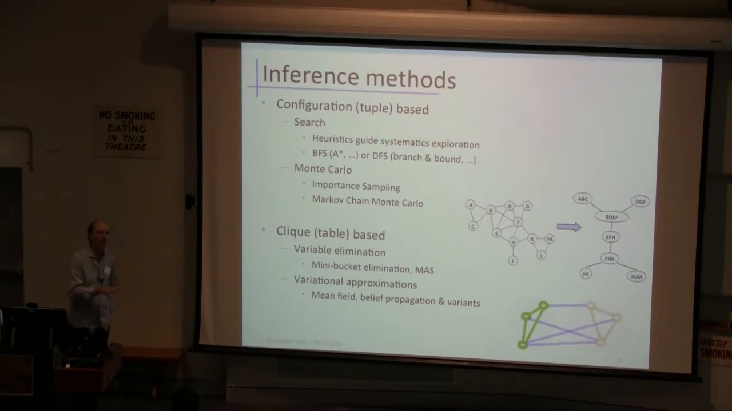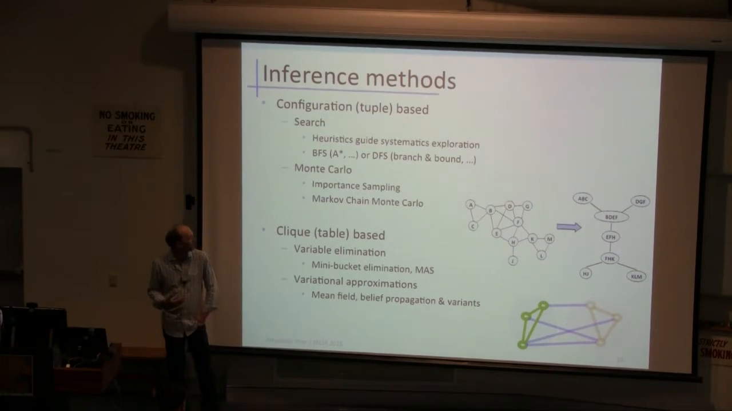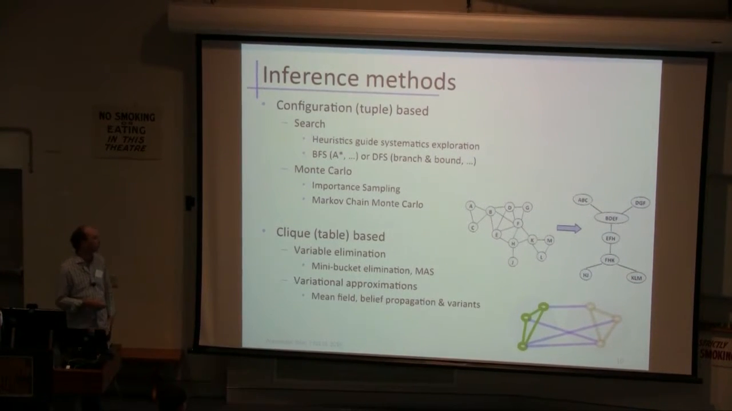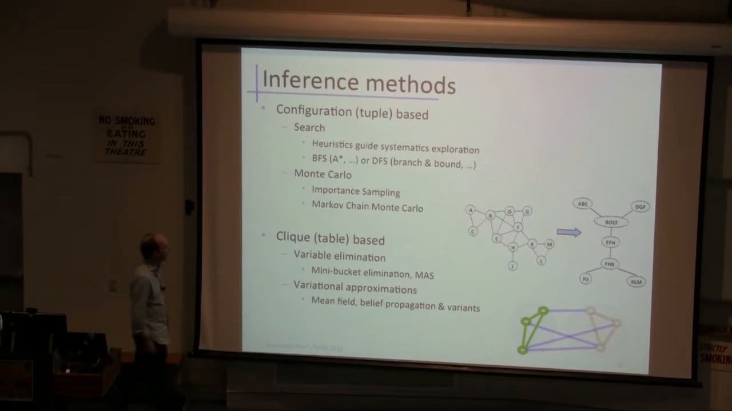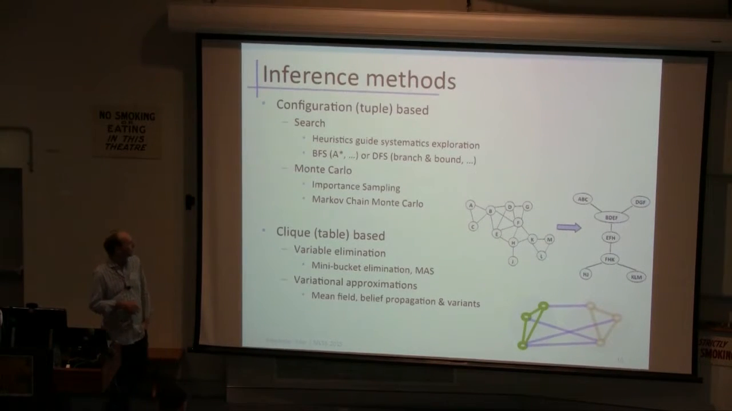In contrast, what I'm actually going to spend my time on today are what I'll call clique or table-based reasoning, where rather than reasoning about a setting of the entire system, we're going to reason about small groups of variables in the system, so subsets of variables. And these are things like variable elimination for exact inference. As you eliminate the variables, you end up with tables over collections of other variables. And in particular, what I'll spend most of my time on are variational approximations. So things like mean field, belief propagation, and its variants.